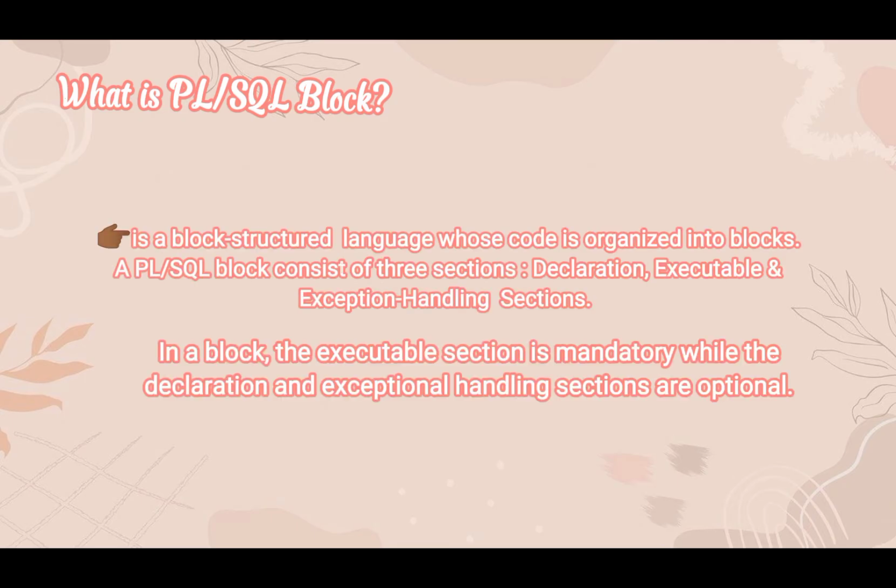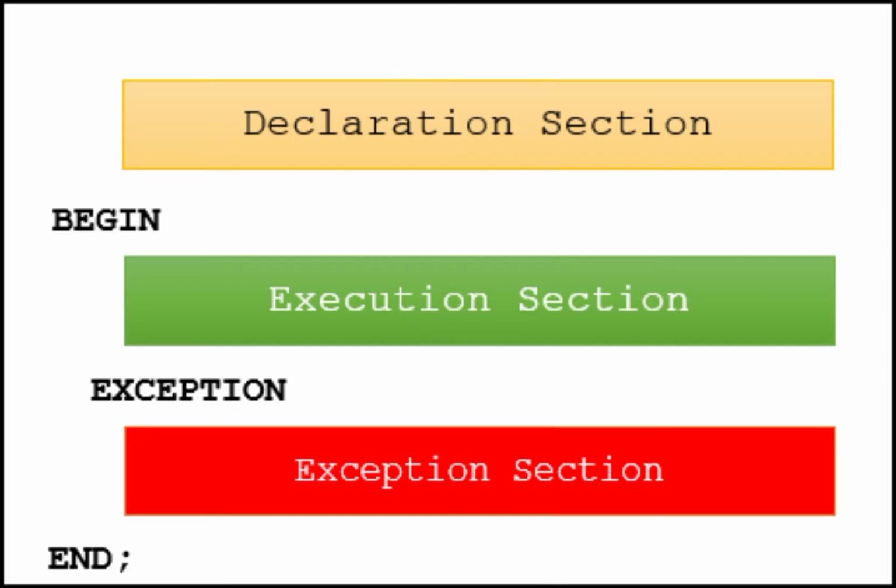It is a block-structured language whose code is organized into blocks. A PL/SQL block consists of three sections, which are the declaration, executable, and exception handling section. In a block, the executable section is mandatory, while the declaration and exception handling sections are optional. The following picture illustrates the structure of a PL/SQL block.